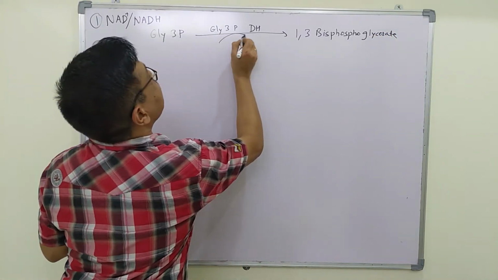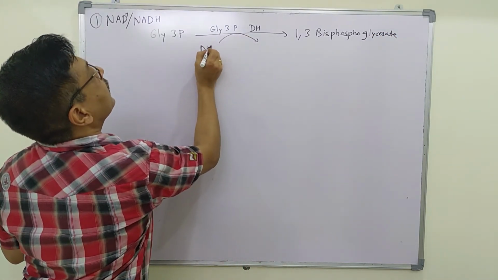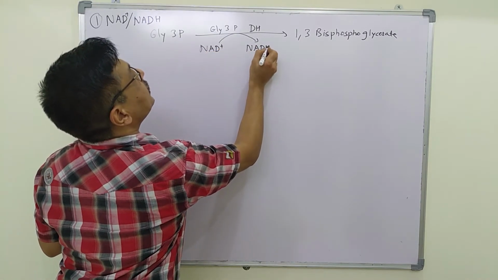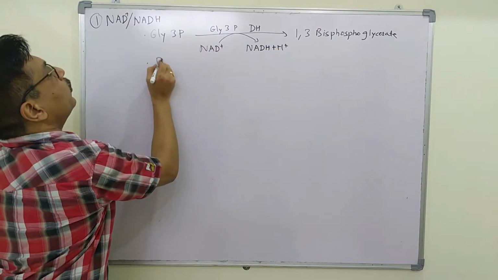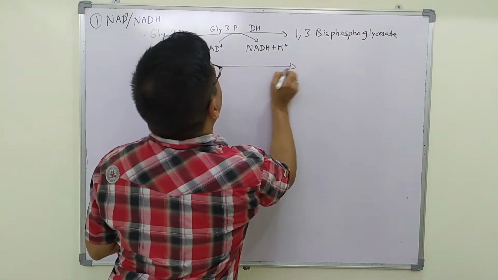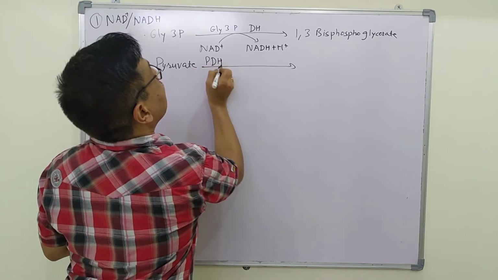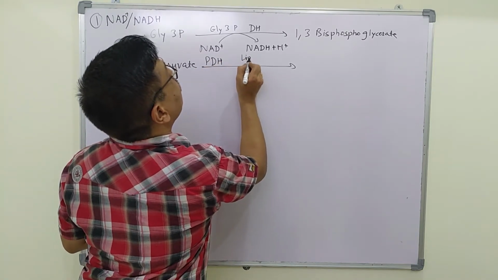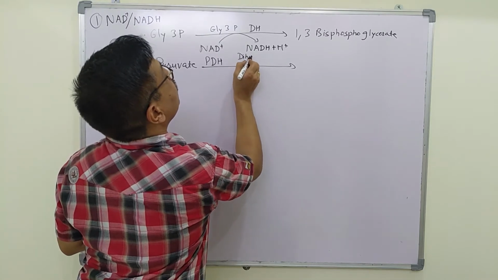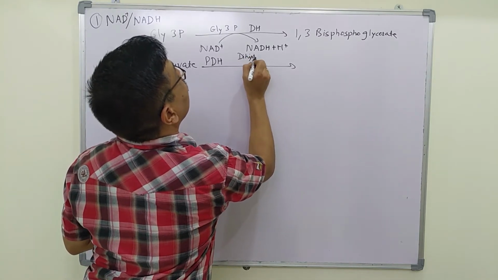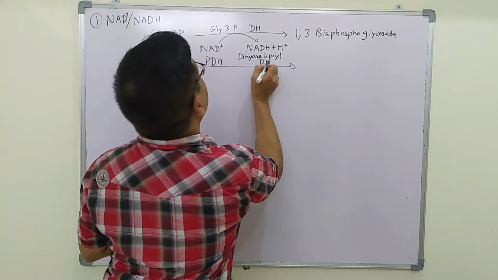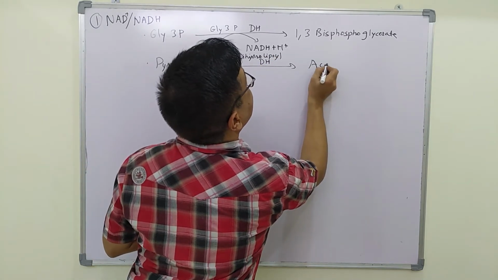And in this reaction, NAD plus is converted to NADH plus H plus. Pyruvate acted upon by pyruvate dehydrogenase, actual enzyme is dihydrolipoyl dehydrogenase, is converted into acetyl-CoA.